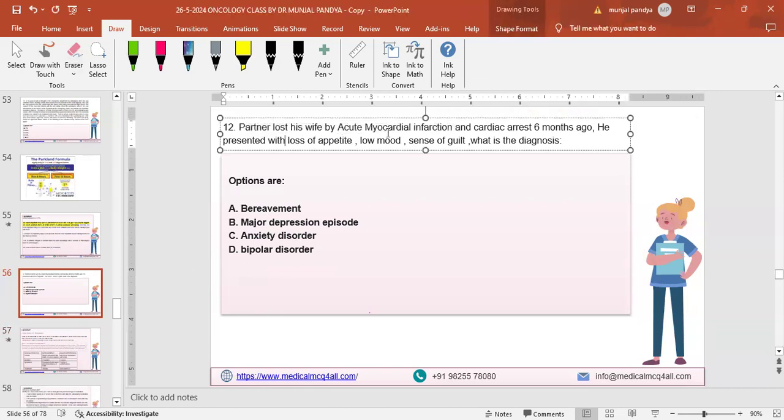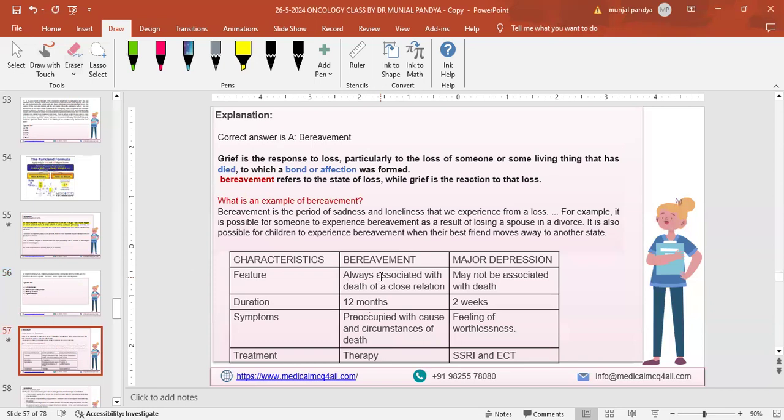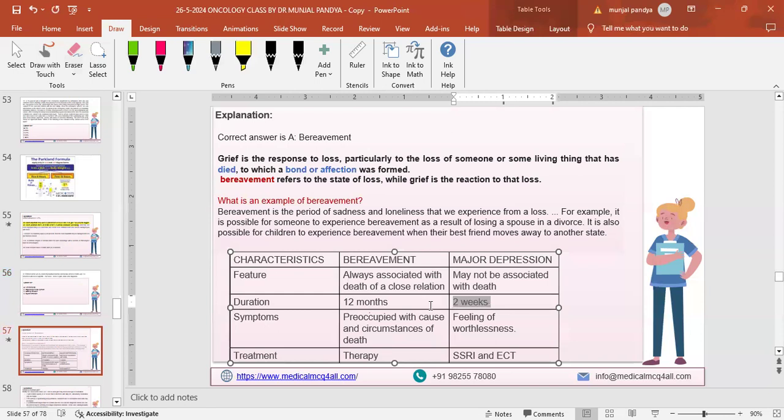Partner lost his wife by acute MI. So death, basically death, cardiac arrest. So the number one most important thing in bereavement is death of a close relative, either father, mother, sister, brother. That is the history. Duration is 12 months here, short duration in depression. Here they had given 6 months, so it's a long period, it's bereavement. Preoccupied with cause or circumstances of death. So there is something related with death.